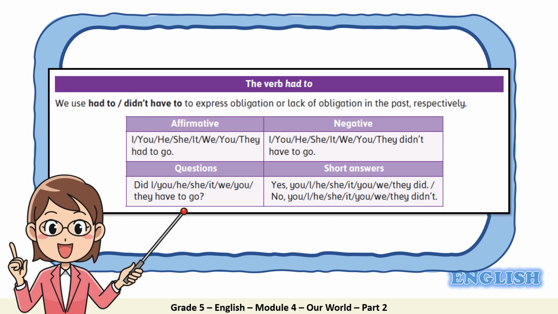Now, as you saw in the previous activity, there was a sentence in the affirmative form, another sentence in the negative form, and then there was a question. So now it's time for us to learn how to form a question using had to. Take a quick look at this table and let's discuss how to form the question.